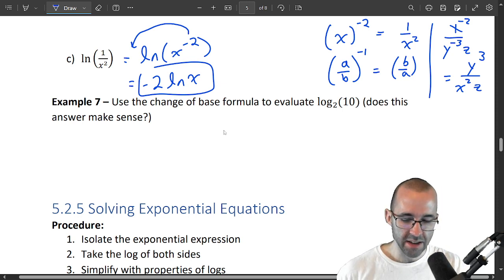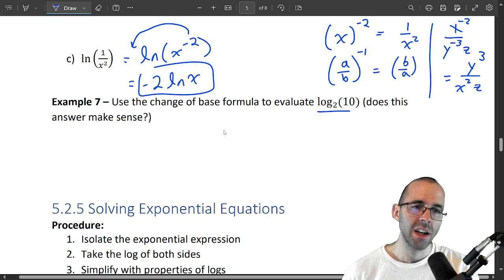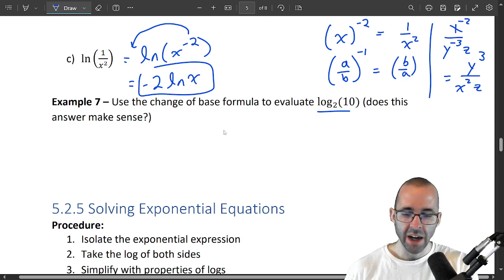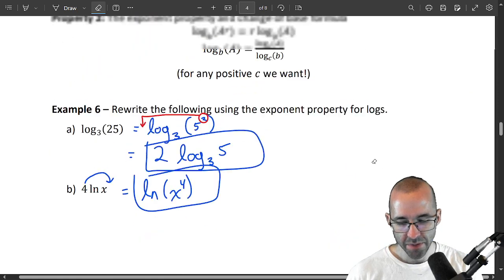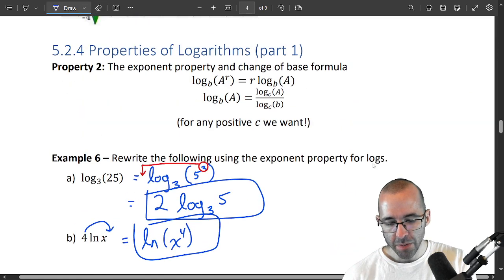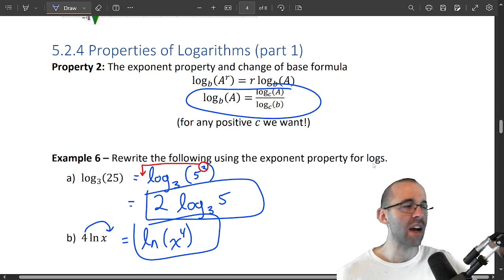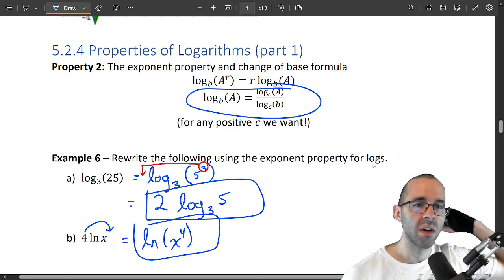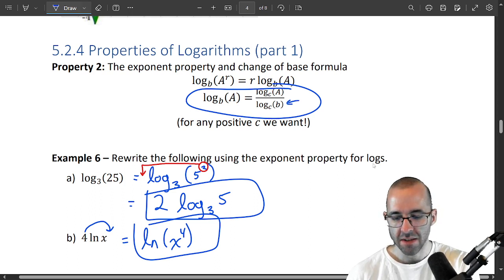So looking at example 7, on Desmos, we can evaluate this log no problem. But on a handheld calculator, there's only a common log and a natural log. On a handheld calculator, if we need to evaluate this, we have to use the change of base formula. Remember that change of base formula said that we can evaluate a logarithm by rewriting it as any other logarithm, as long as we divide by the logarithm of the original base.